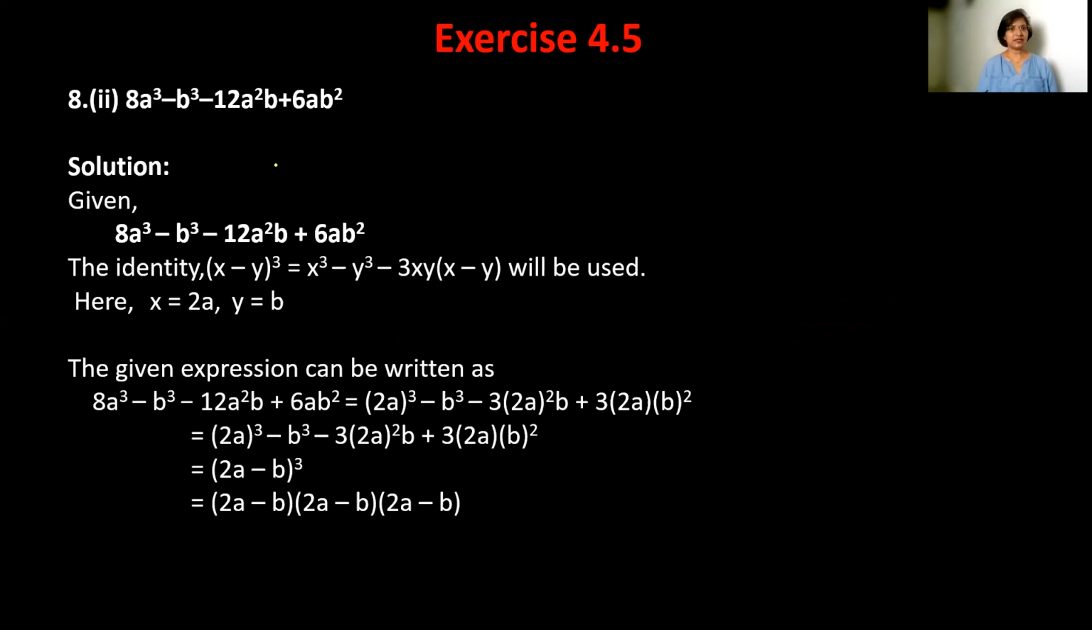The next part is 8a cube minus b cube minus 12a square b plus 6ab square. Here, since we are getting minus b cube, the identity used will be (x minus y) whole cube equals x cube minus y cube minus 3xy into (x minus y).